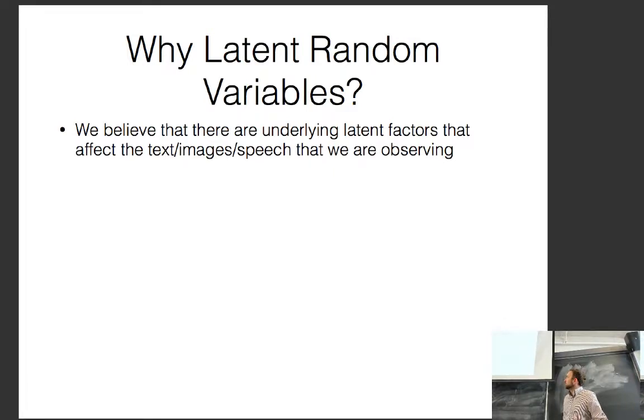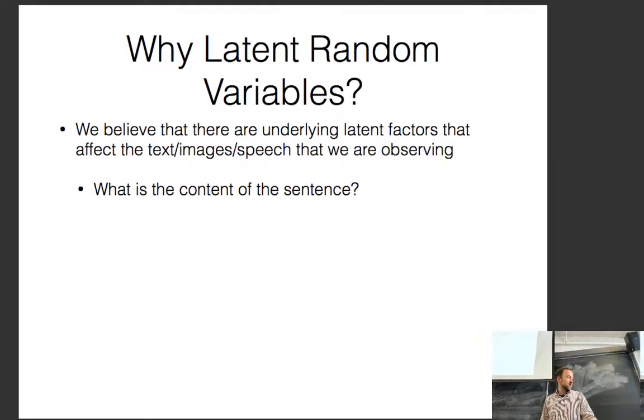But the motivation there is we believe that there's some sort of underlying latent factor that can affect the text or images or speech that we're observing. One example of that would be the content of the sentence. So we have a sentence overall, and we think there's some sort of content that we don't necessarily know how to quantify ourselves, but if we treat it as a latent variable, we can assume this. If you also know things like topic models, how many people are familiar with topic models? To the point where you know the equations and things like that? I saw a lot of hands go down, okay.